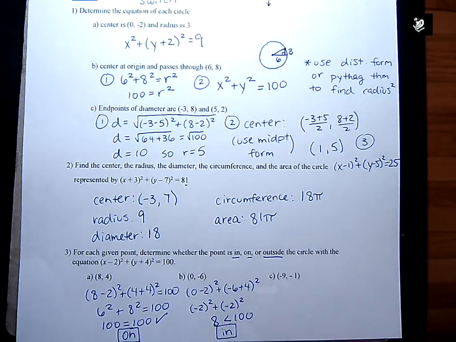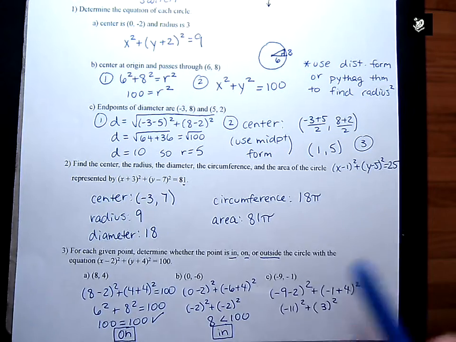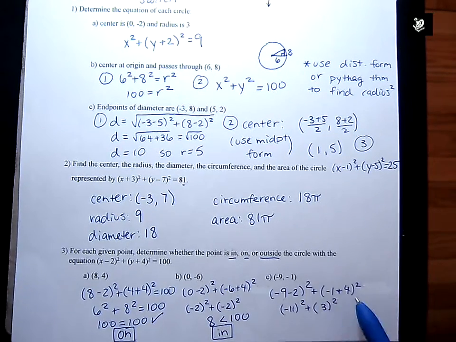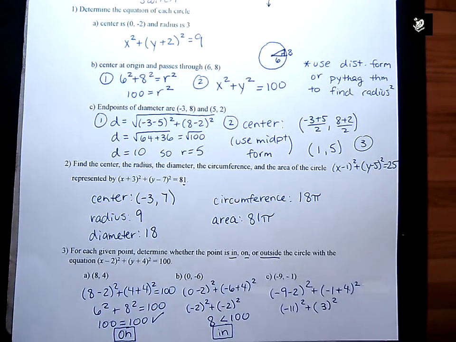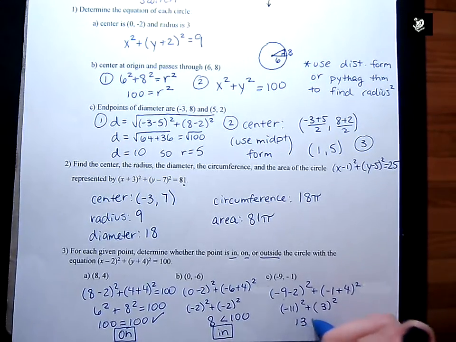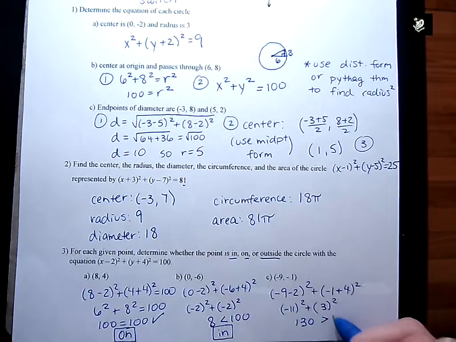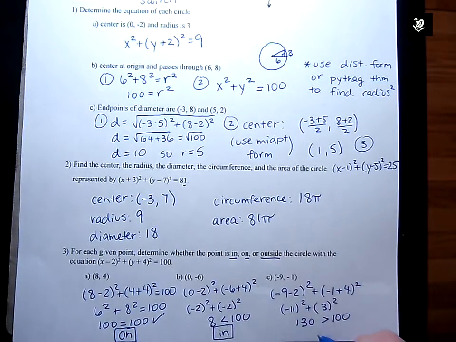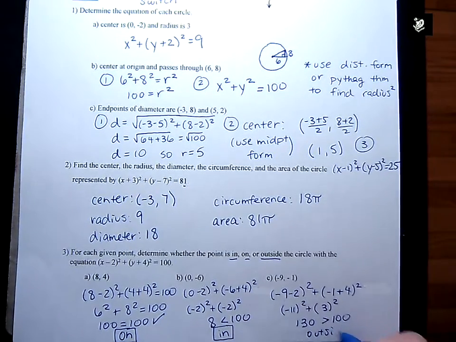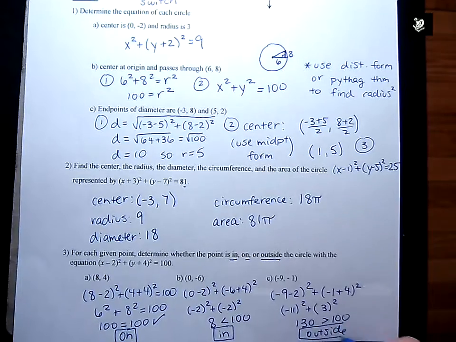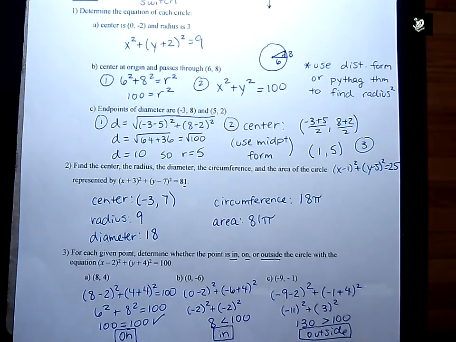And last but not least, see if you could figure out whether C is in, on, or outside the circle. Plugging in -9 for x and -1 for y, you get -11 squared plus 3 squared. That is equal to 130, which is greater than 100. So this point is going to be outside the circle. By plugging in, you can determine whether the point is in, on, or outside.